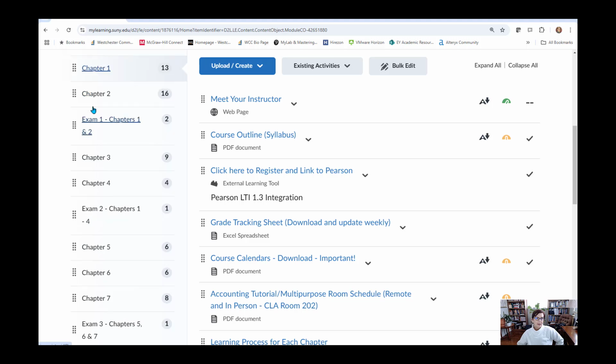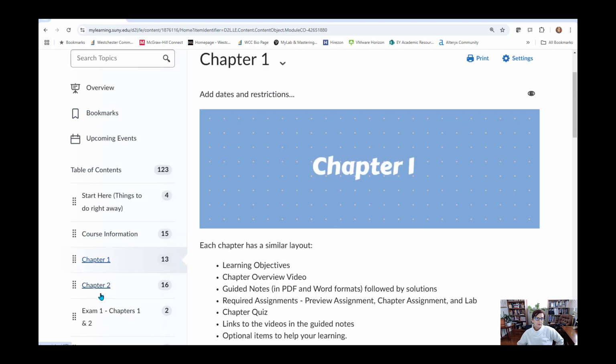All right, now let's take a look at the first chapter. There's a folder for each chapter and for each exam, and within the exam it tells you what the details are of the exam.